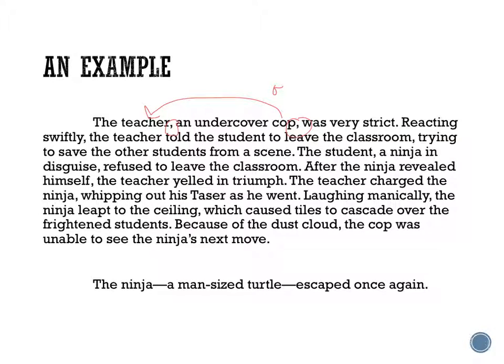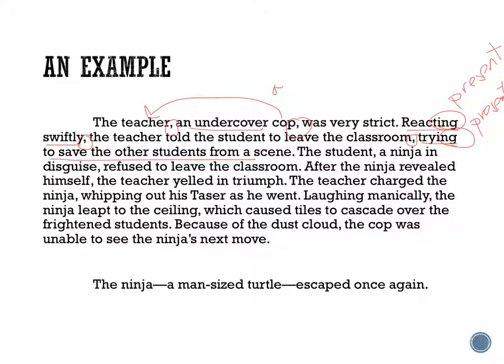Reacting swiftly, the teacher told the student to leave the classroom, trying to save the other students from a scene. I already know that we have reacting swiftly as a non-essential element here, glued on with a comma, about how the teacher told the student to leave. Reacting is an ing verb, so I know this is a present participle, so we'll abbreviate. I'm going to do present, since we've got several different versions of P's that we're working with here. Trying to save the other students from a scene, again, glued on with the comma. We have our non-essential element, it's another ing, so it's another present participle.